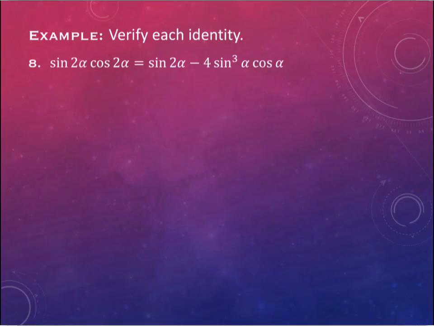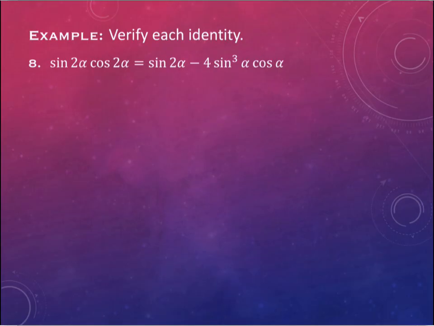Okay, so this one has sine of 2 alpha cosine 2 alpha equals sine of 2 alpha minus 4 sine cubed of alpha cosine of alpha. If we start with the more complicated side, we're on the right-hand side again, right? We're going to do that. I think that makes good sense. If you wanted to start with the left-hand side, you certainly could. Those are both double angles, right? Sine of 2 alpha and cosine of 2 alpha. You have formulas for those. So if you wanted to start on the left-hand side and multiply out from there, that'd be okay too. I'm going to work on the right-hand side.